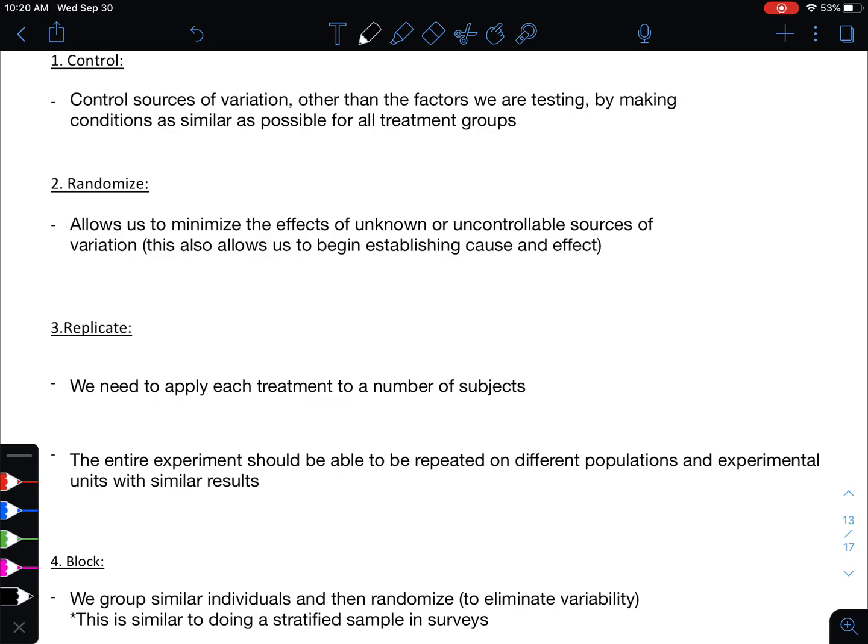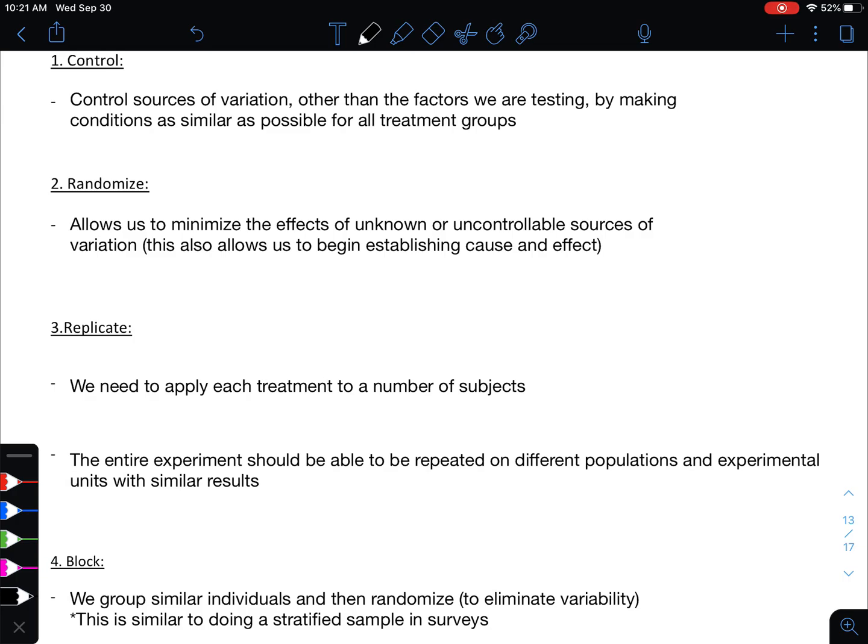So in other words, once I had set up my different plots of soil and grass seed and all of that, I randomly chose which one would get water and which ones would get milk and which ones would get the Gatorade. That way, if there were any small differences, the randomization accounts for that. And we'll talk more about that and how it works in a couple examples later on.